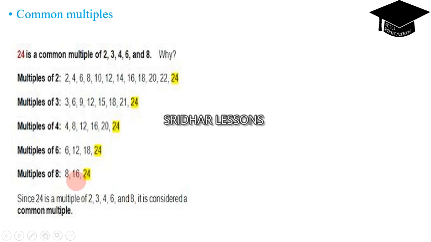If you observe, 24 is appearing in every list. That means 24 is a multiple of 2, 3, 4, 6 and 8, so it can be considered a common multiple.